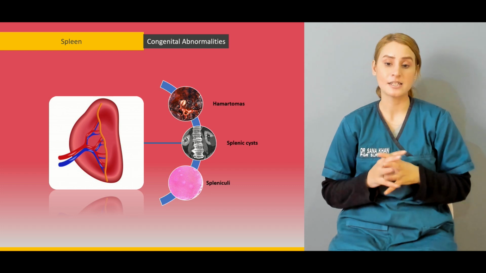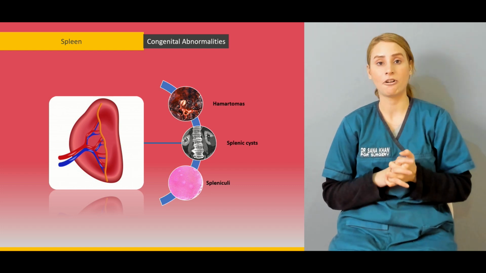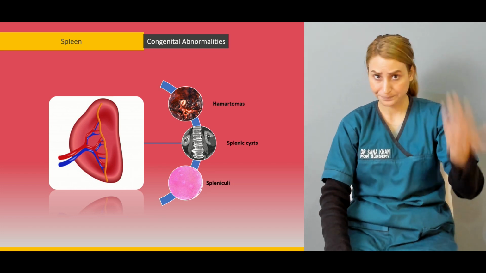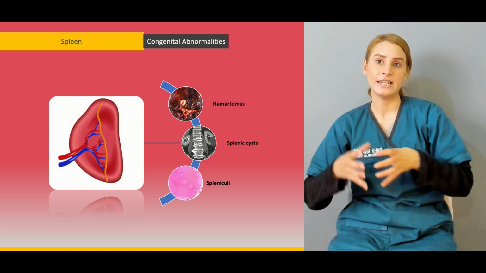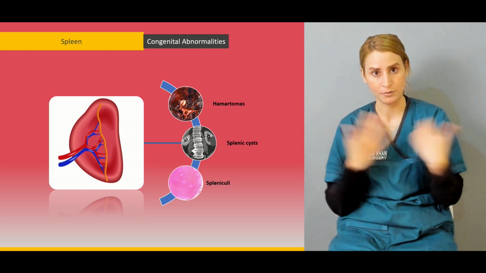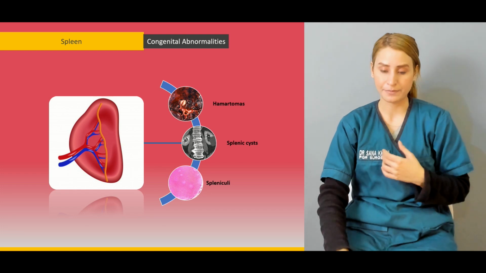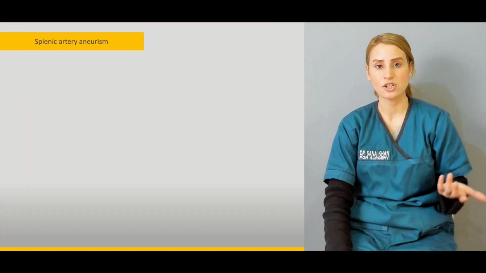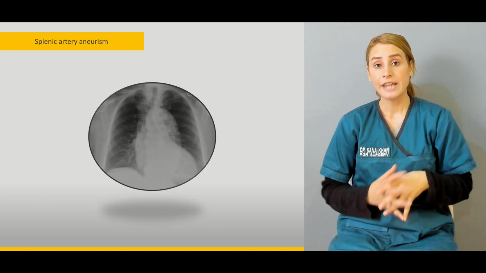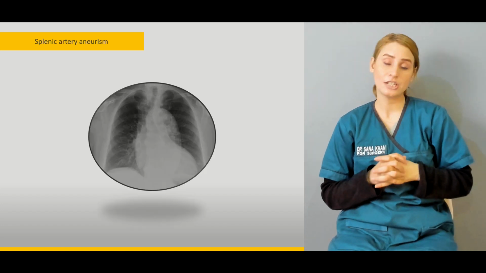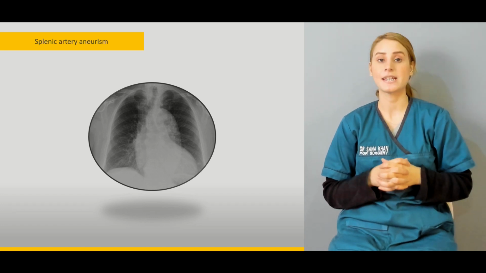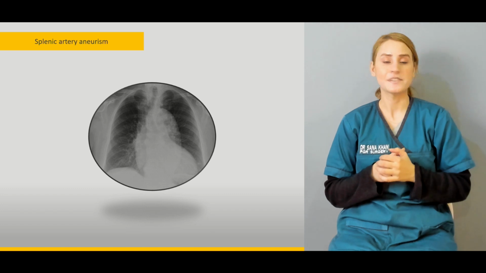And then there are splenunculi, the small accessory spleens, which can be located anywhere, but usually they are located just around the main arterial trunk in the hilum of the spleen. So they are also not that harmful, dangerous or fatal. The two most important conditions in case of the spleen are the splenic aneurysms and obviously the splenic infarction.